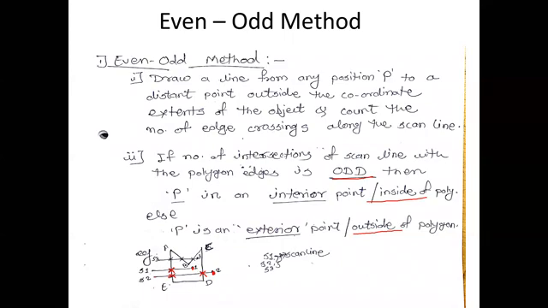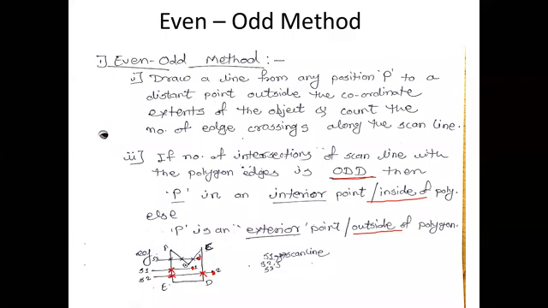Again, we will check one more pixel, pixel 3. Now here, by looking at this, we can easily identify that yes, it is inside of the polygon, but we have to calculate it with the even odd method. Again, we will draw one scan line, this S3.